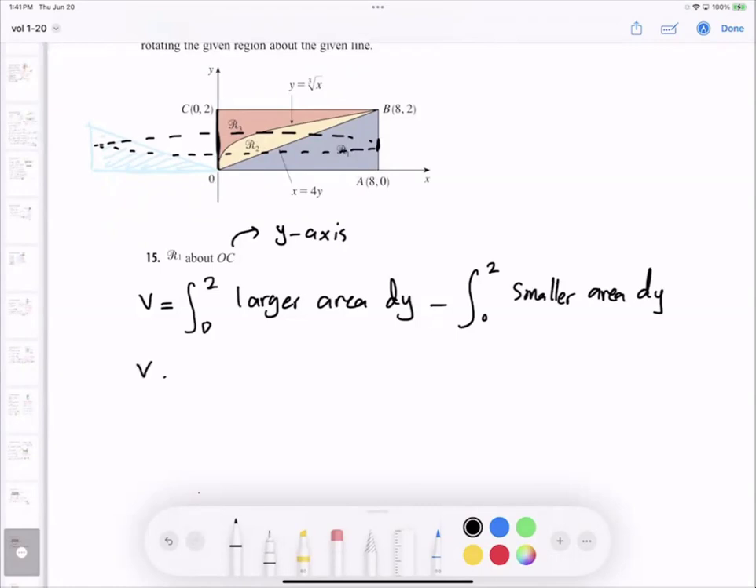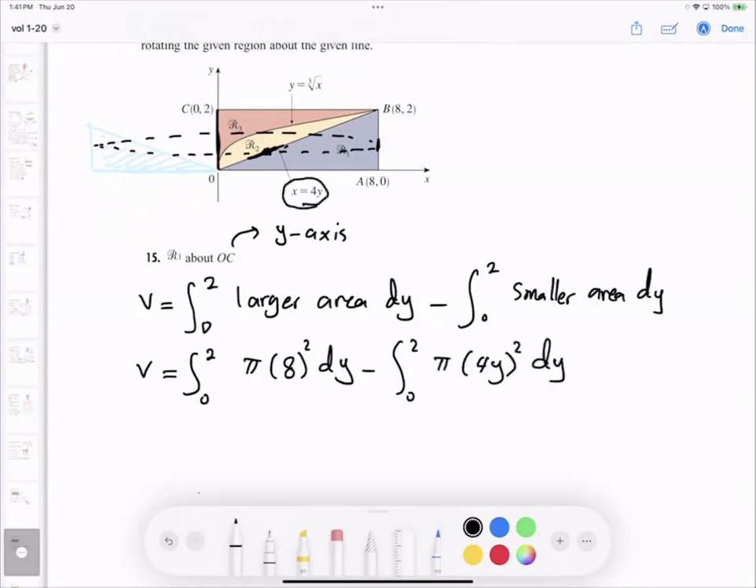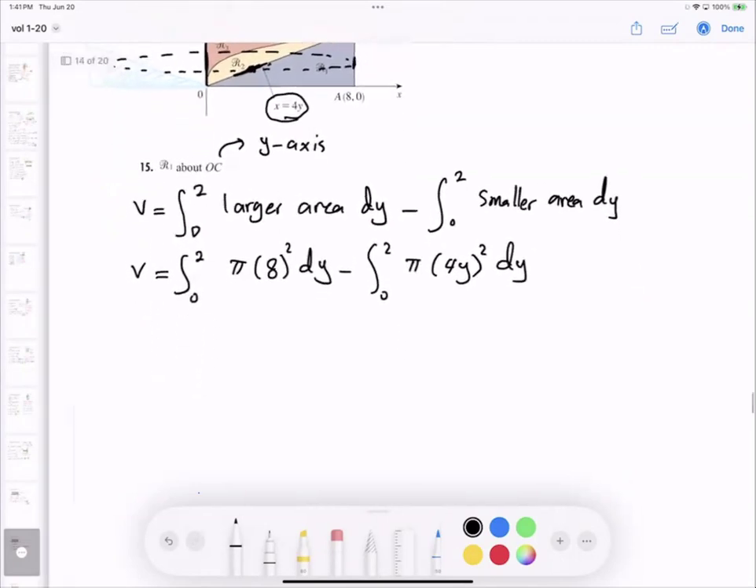So far the volume is equal to definite integral 0 to 2 pi r squared dy minus, now for the smaller area, you look at this line, right? which is pi (4y) to the second power dy. You just see this guy here, the distance 0 to 4y. Okay, the rest is just calculation.